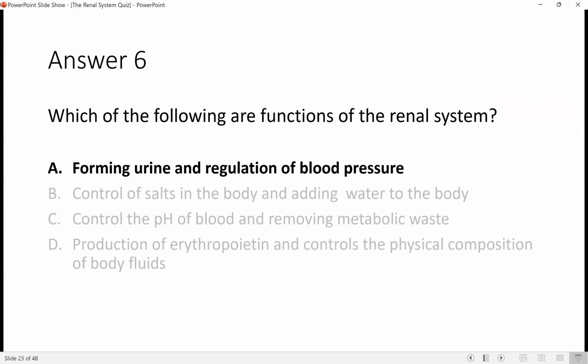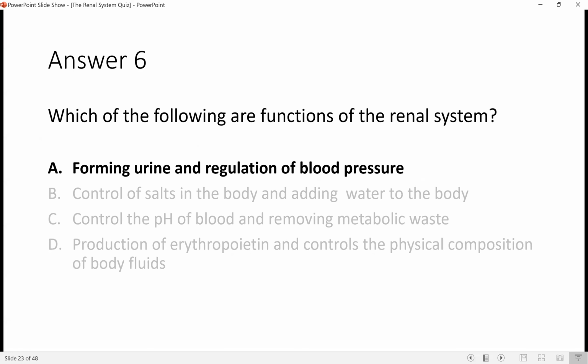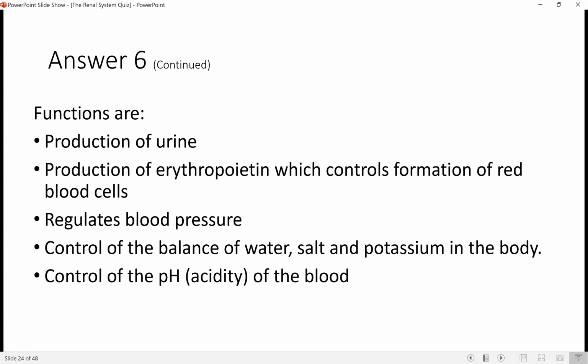Which of the following are functions of the renal system? It forms urine and regulates blood pressure. So if we look at all of the functions, they're producing urine, production of erythropoietin, which controls the formation of red blood cells, regulates blood pressure, controls the balance of water, salt, and potassium in the body, and controls the pH or acidity of the blood.